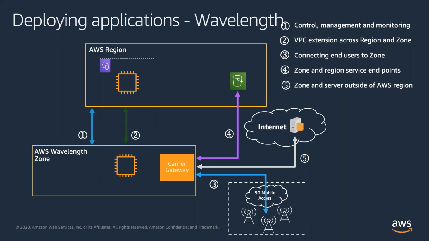So as you can see, Wavelength Zones provide compute at the edge with the developer experience the same as AWS Regions, as you're still using EC2 instances and VPCs, but at the same time, gives you flexibility of constructing applications that use 5G networks in the regions.